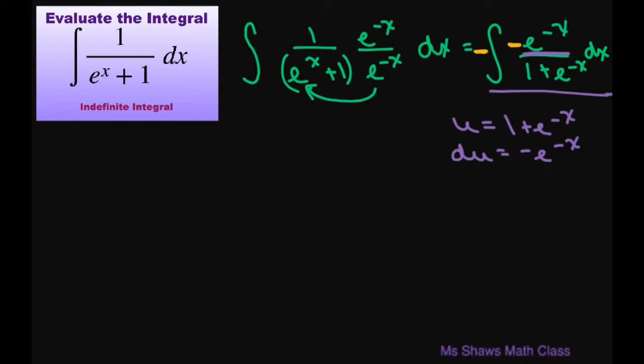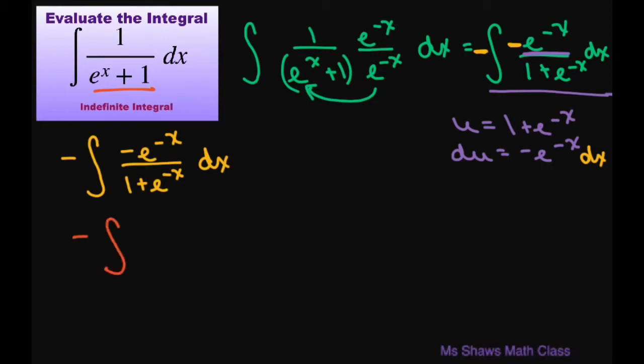So let's do that. We're going to write this as negative integral of negative e to the power of negative x divided by 1 plus e to the power of negative x, dx here. All right, we have dx. Now I can use u substitution. So I have an equivalent expression based off the first one, but now I can use my u substitution. So now we have the negative integral, and this part right here is just du, and this part here is just u.